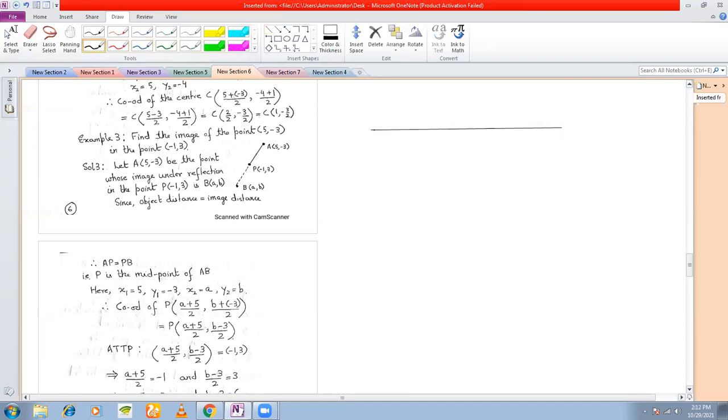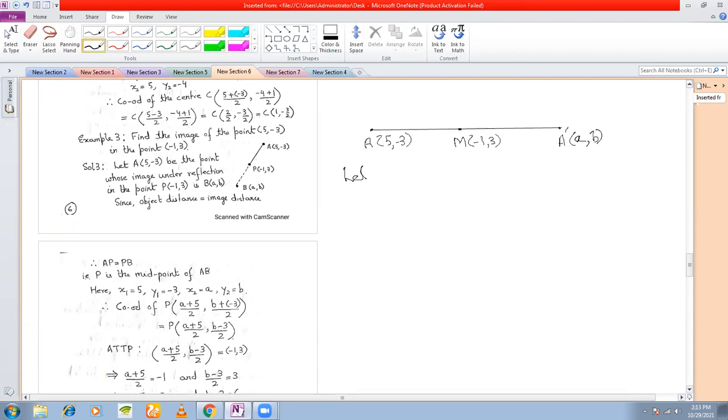You need to find the image of the point, say (5, -3), in this mirror. Suppose this is your point mirror, in which point? (-1, 3). And suppose the image of A on reflection in the point M is A dashed. And let us call this coordinate as (a, b). Or you can take x, y also, no problem. Let us call this as (a, b).